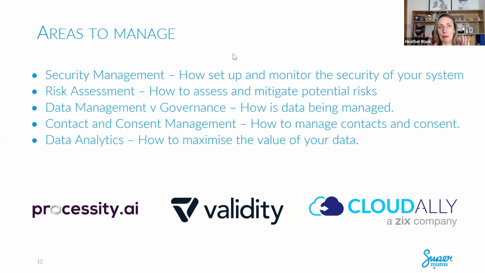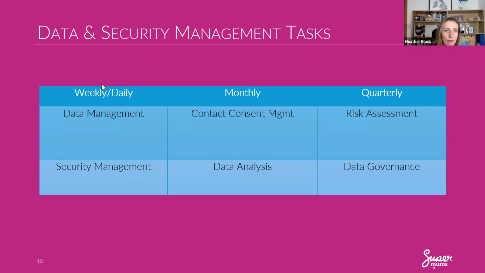So this is why it's number one in my book. It needs to be one of the most important things that you do, making sure that the data is right and the performance data is key, so that the managers and the senior managers love the system. So in summary, you've got your weekly and daily tasks, your monthly tasks and your quarterly tasks. So data management and security management on a regular basis. On a monthly basis, you'd look at contact and consent management and data analysis. This is where you want your reporting. Quarterly, you do your risk assessment and your data governance tasks.